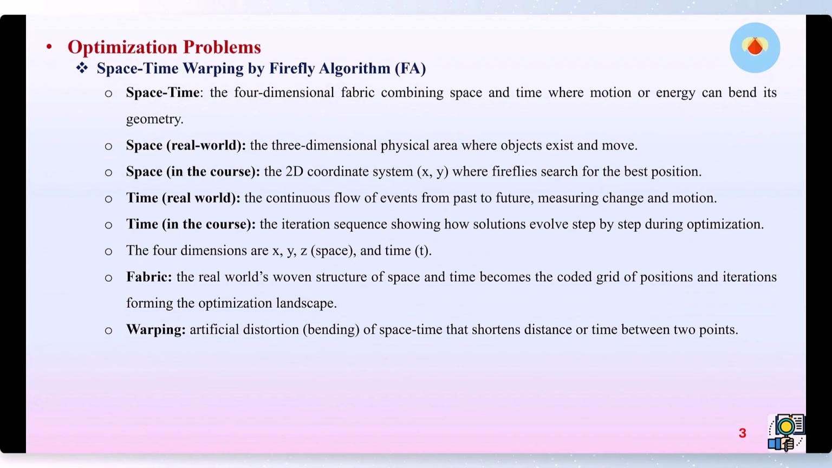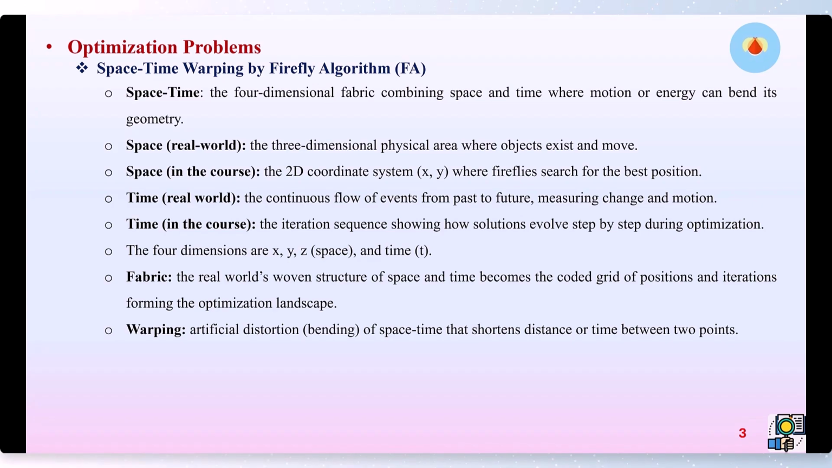There are some basic definitions which we have to know before we start. What is a space-time? The four-dimensional fabric combining space and time where motion or energy can bend its geometry. Now, what is a space in the real world and what is a space in the course? Space in the real world is the three-dimensional physical area where objects exist and move. A space in the course is the 2D coordinate system x and y where fireflies search for the best position.